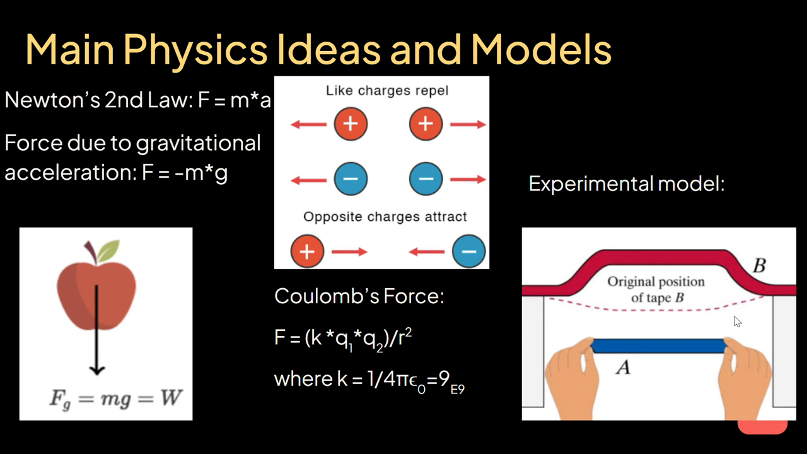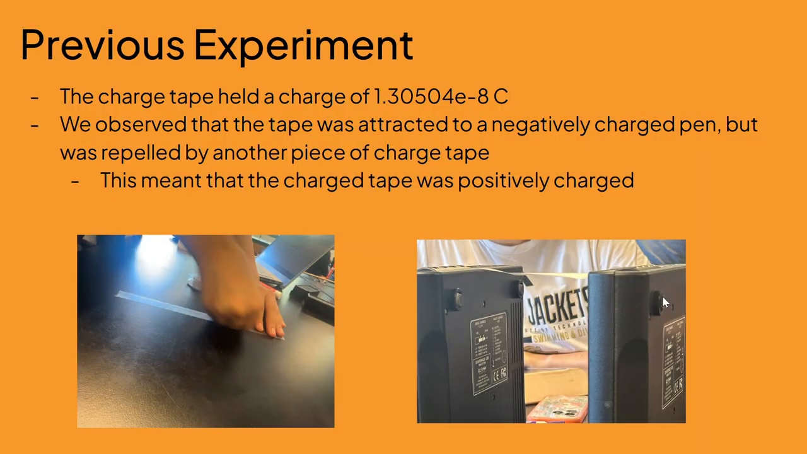And here's our experimental model where we set up a piece of charged tape on two ends and brought another piece of charged tape next to it. In our previous experiment, we charged a piece of tape by ripping it off another piece of tape, and we found that the tape held a charge of 1.3 e to the negative 8 coulombs. We saw that the tape was attracted to a negatively charged pen, but repelled by another piece of charged tape, which means that the charged tape must have been positively charged.